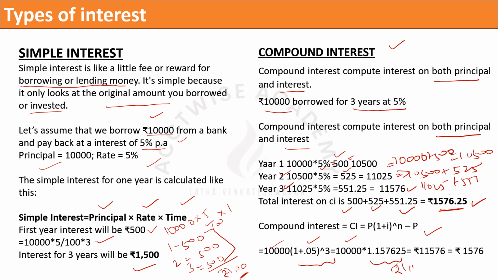From this, if you deduct the principal amount, what is the principal amount? 10,000 rupees. You will get compound interest as 1,576 for 3 years.